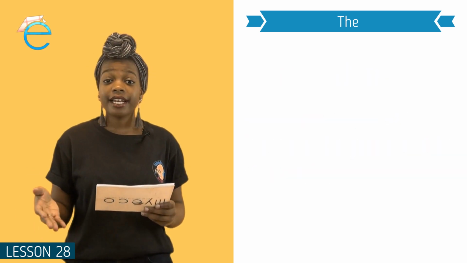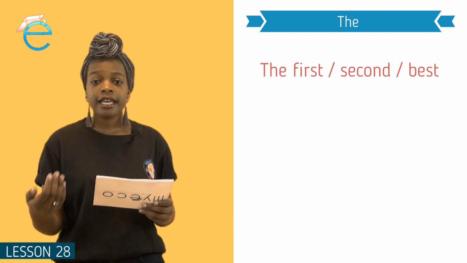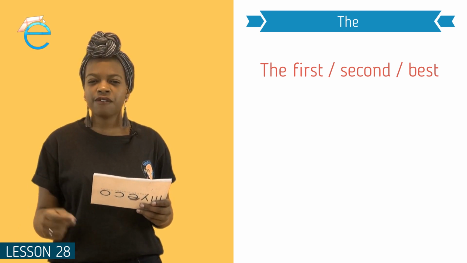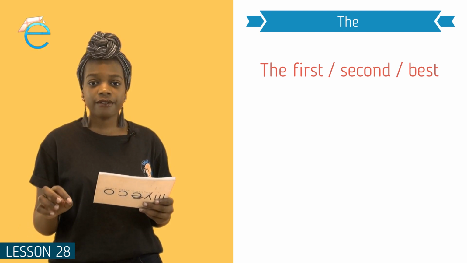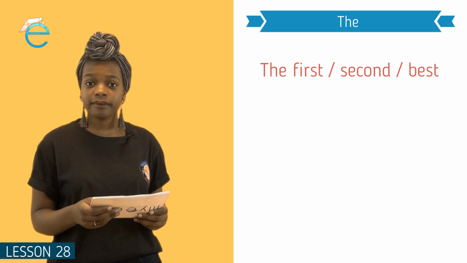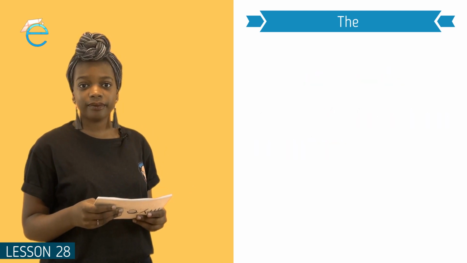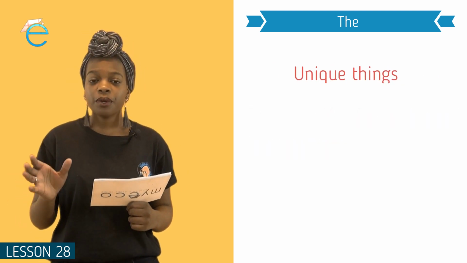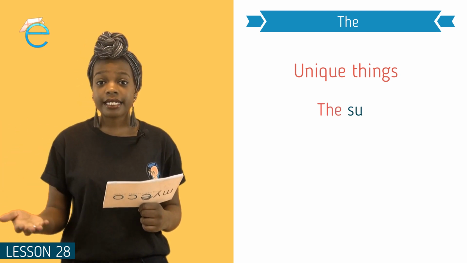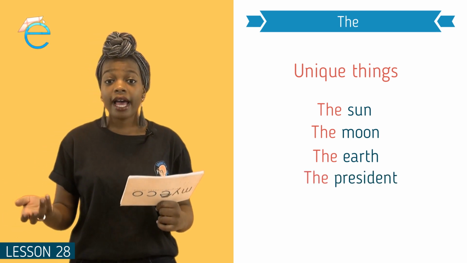We also said that it's really important to pay attention to the words like the best, the second, the last, the only. These are examples of superlatives, and superlatives also work with the article the. For example, Sarah is the best student in my class. We also said that certain unique things also get the article the. For example, the sun, the moon, the earth, the president, and the king.